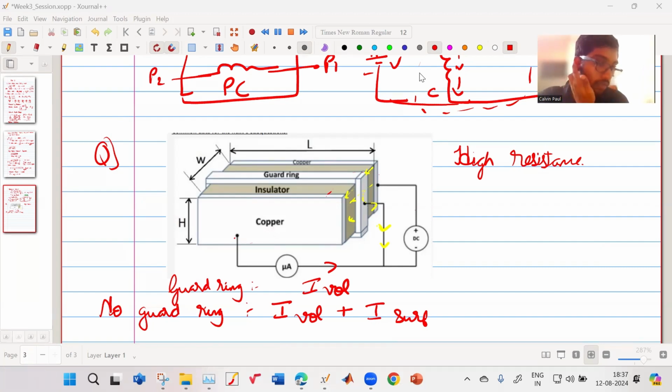So what I wanted to say is when the guard ring is there, the surface current flowing through the surface of the resistor gets a low resistance path and it gets bypassed. But when the guard ring is not there, the current which will flow through the ammeter will be both the surface current plus the volume current. Both currents will come in my ammeter readings. Okay. So this is the concept which we will use and consider.